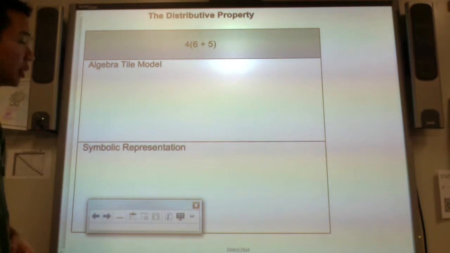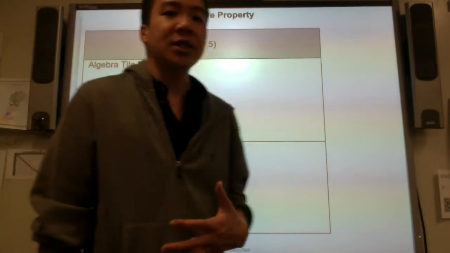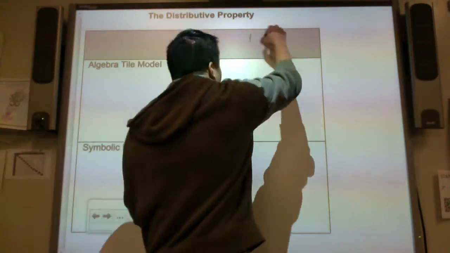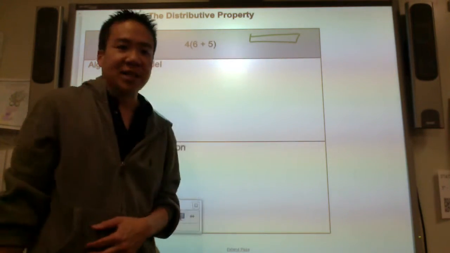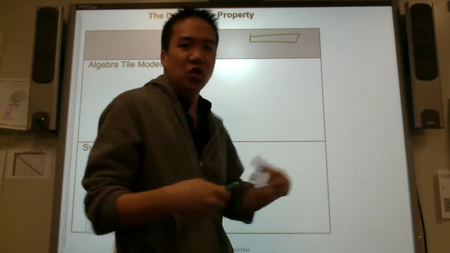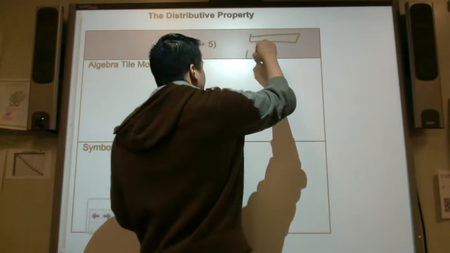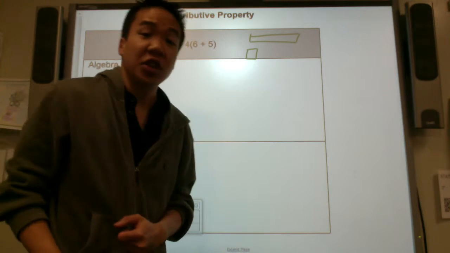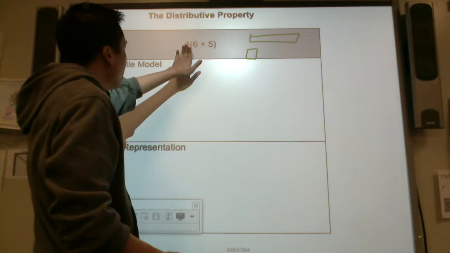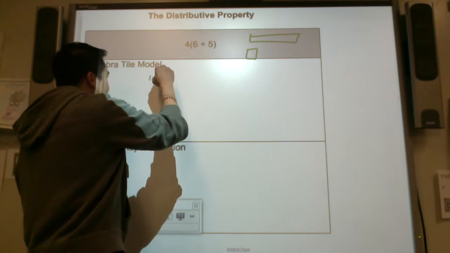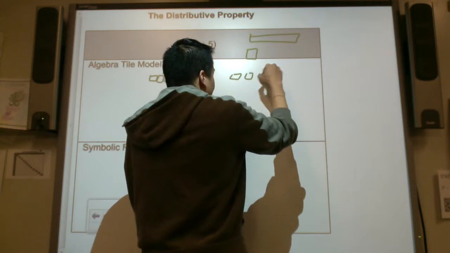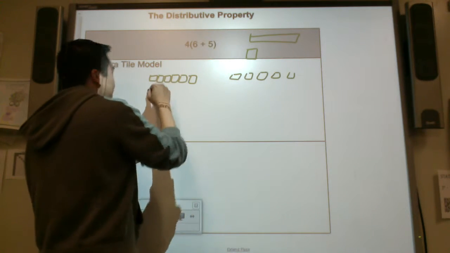So let's go look at the distributive property. We're going to be using it with algebra tile models and using symbolic representation. A rectangular bar represents the variable, any letter like x, y, m, z, and these little squares represent the units, units of 1. So we have 4 groups of 6 plus 5. So here's 6, and here's 5. We have 4 groups of it.